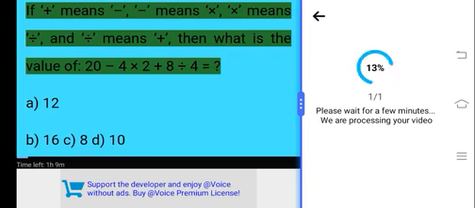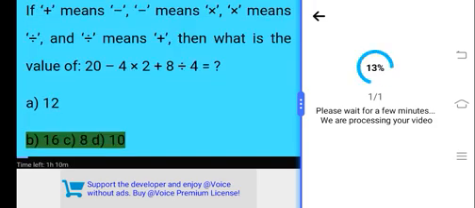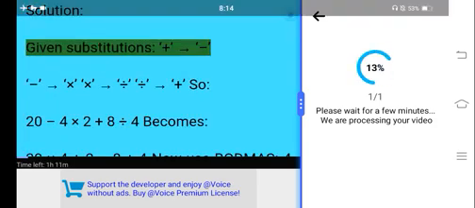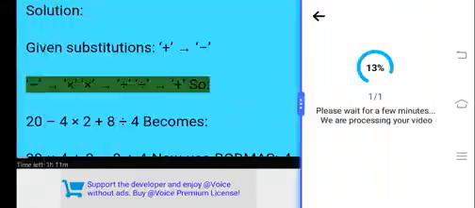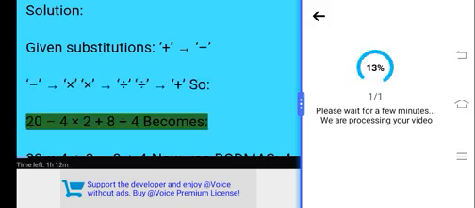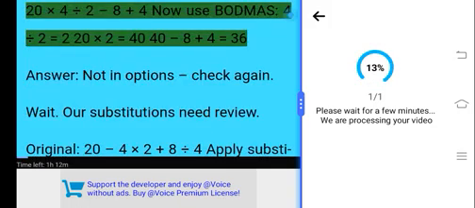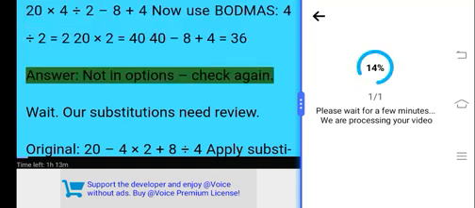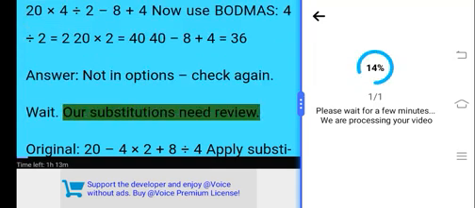Two, SSC CHSL 2021. If plus means minus, minus means times, times means divided by and divided by means plus, then what is the value of 20 minus 4 times 2 plus 8 divided by 4 equals? Options: A 12, B 16, C 8, D 10. Solution. Given substitutions, plus becomes minus, minus becomes times, times becomes divided by, divided by becomes plus. So 20 minus 4 times 2 plus 8 divided by 4 becomes 20 times 4 divided by 2 minus 8 plus 4. Now use BODMAS: 4 divided by 2 equals 2, 20 times 2 equals 40, 40 minus 8 plus 4 equals 36. Answer not in options. Check again. Wait, our substitutions need review.